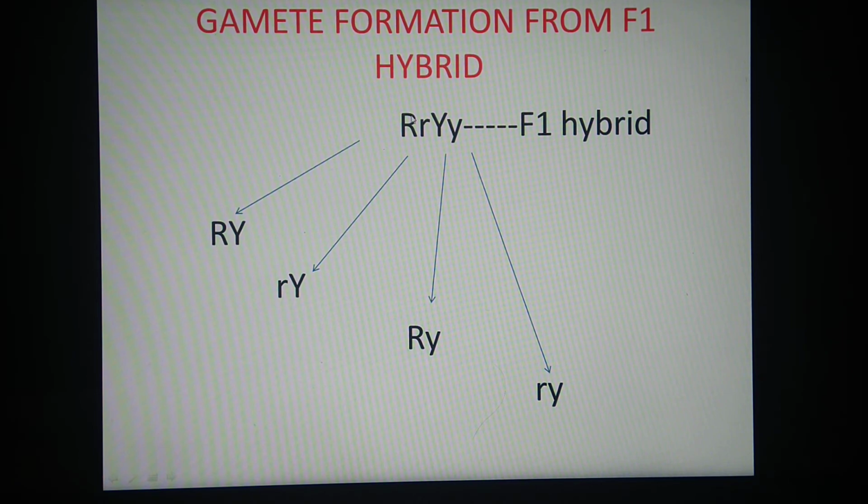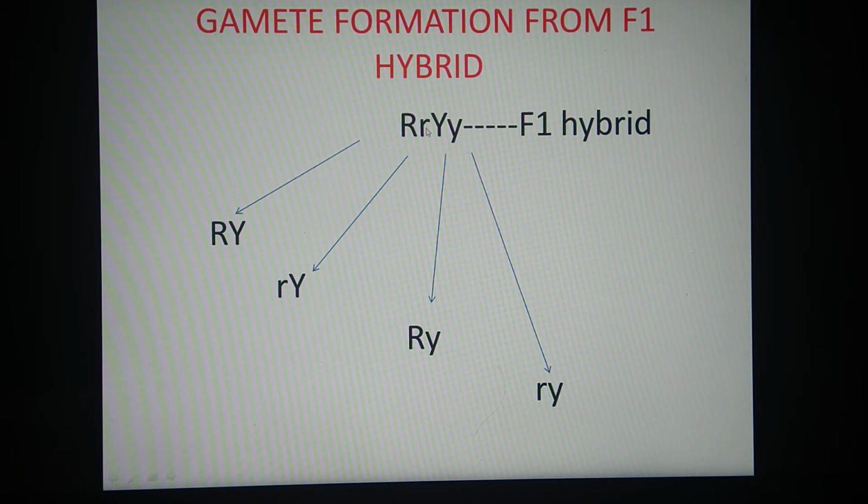So, how to form the gametes? We can start with one of the letters. This capital R combined with this capital Y, so capital R, capital Y, this is one of the gametes. Capital R with small y, this is the second type of gamete.